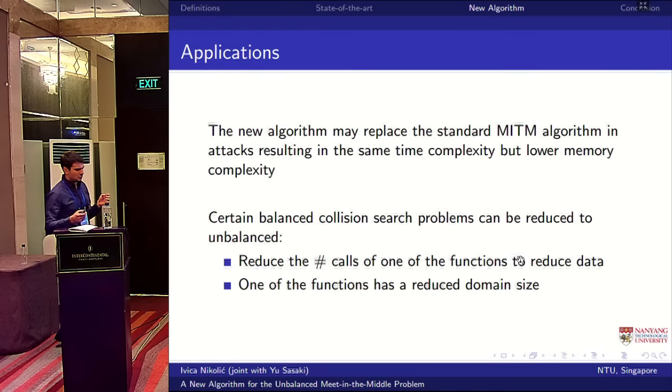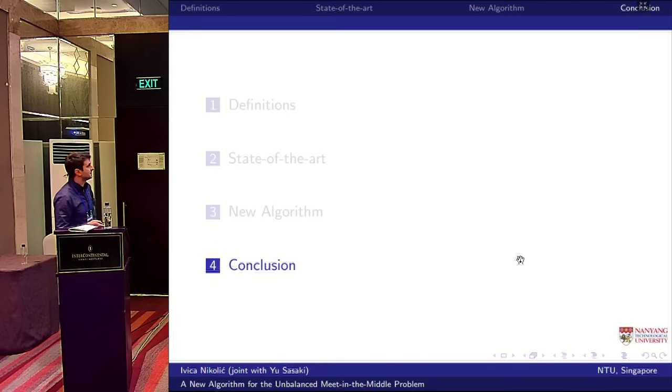For example, when you're trying to find collisions between two functions, but for one of the functions you have to pay data complexity. So each evaluation of the function means one query to the cipher. So if you want to reduce the number of queries, you want to switch to the unbalanced case, and then you can use our algorithm. Or if one of the functions has a reduced domain size, again, this is reducible to unbalanced collision search.